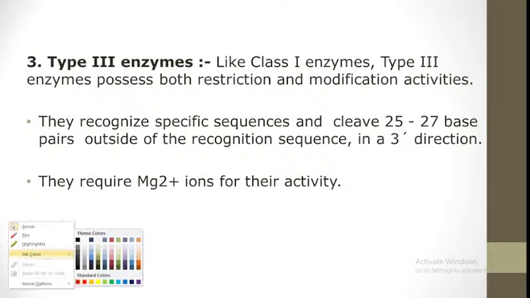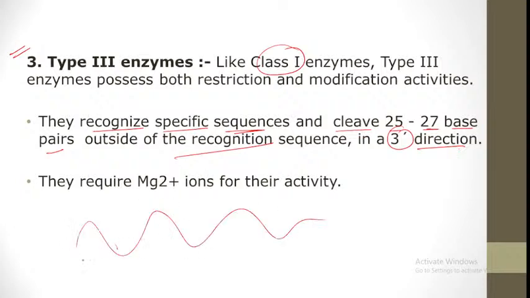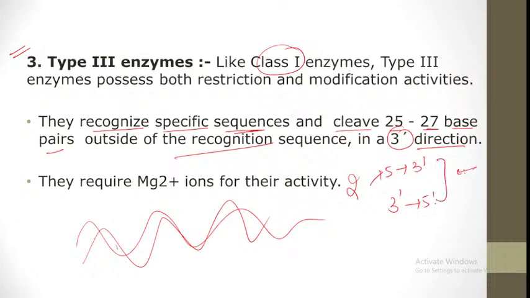Third, we have type 3. The type 3 enzymes are similar to type 1, but with a bit of difference: they recognize specific sequences and they cleave 25 to 27 base pairs outside of their recognition site in the 3' sequence. That means when you look into the DNA structure, we have two strands. First is in the 5' to 3' direction, second is the 3' to 5' direction. How are these formed? We would need to go into the depth of fundamentals, so we won't be able to go in depth at this point.